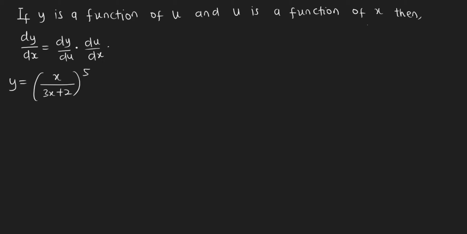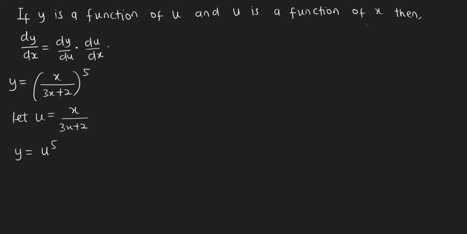What that means is that you have to express y in terms of u. To do this, I'm going to let u be equal to x over 3x plus 2. So you can write y as y equals u to the power 5. I just did substitution here. So now we know y expressed in terms of u, and we know u expressed in terms of x. Now let's apply the chain rule formula here.